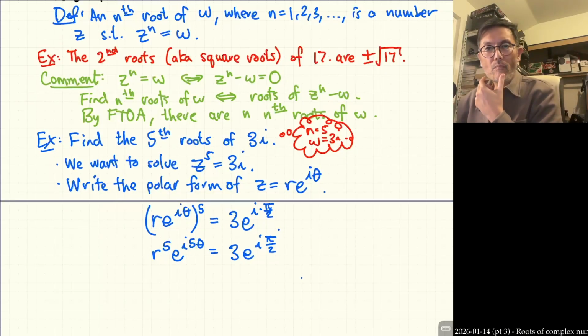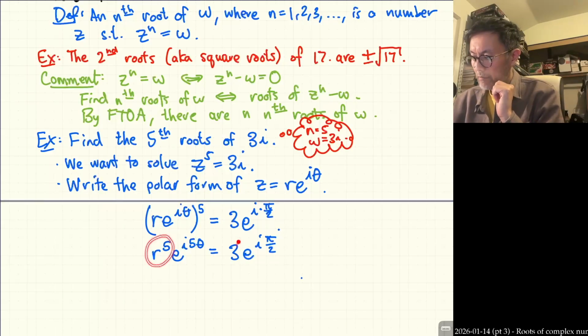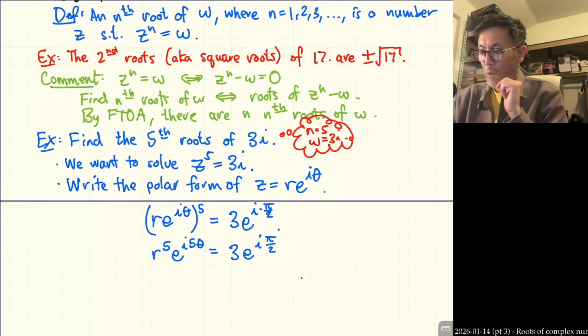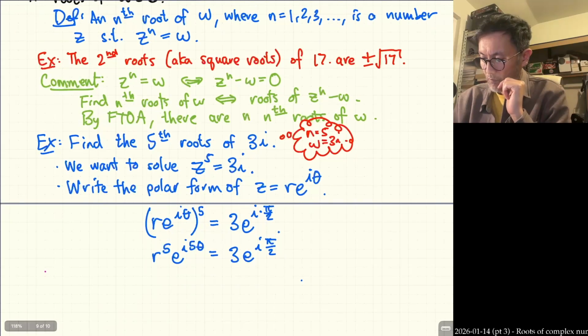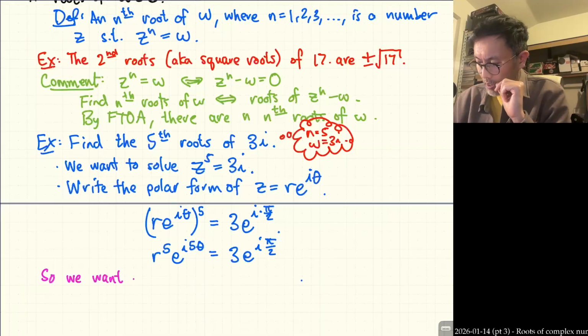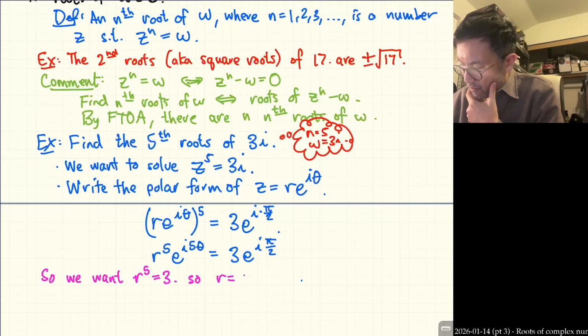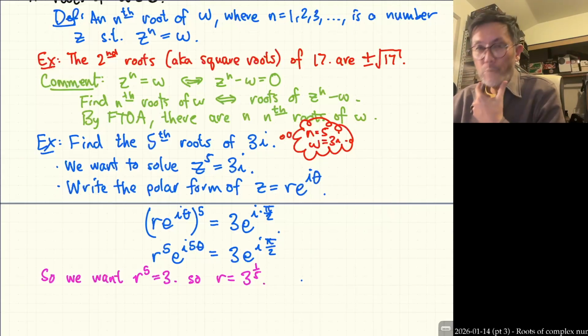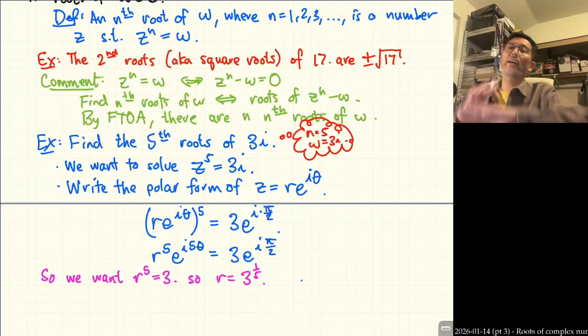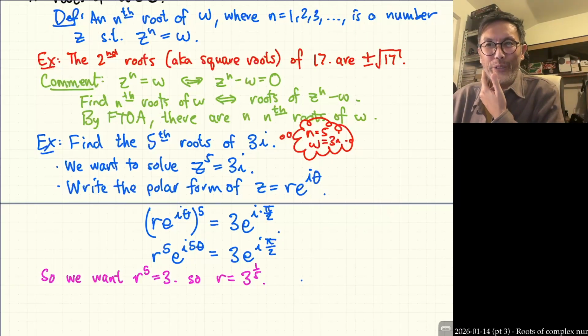Now, first, let's compare moduli. We have r to the fifth. We want that to be 3. We want r to the fifth to equal 3. That's comparing moduli, which means, of course, that we can take r to be equal to the fifth root of 3. Three to the 1/5. That's a number that you can stick in your calculator. I have no idea what the fifth root of 3 is, but it's some number.